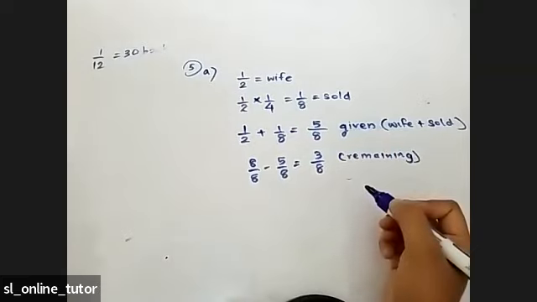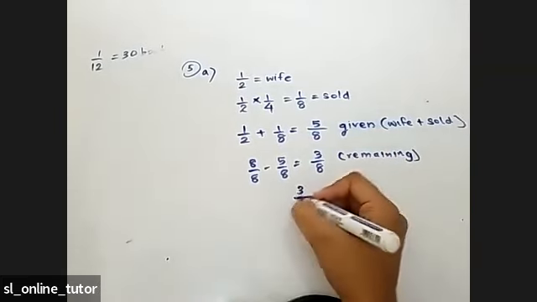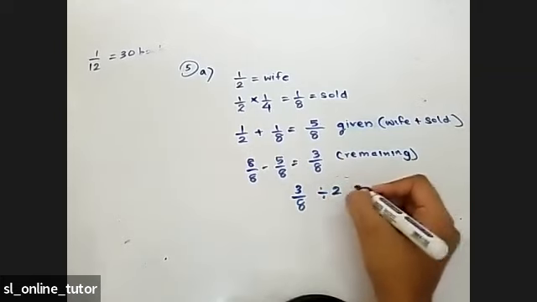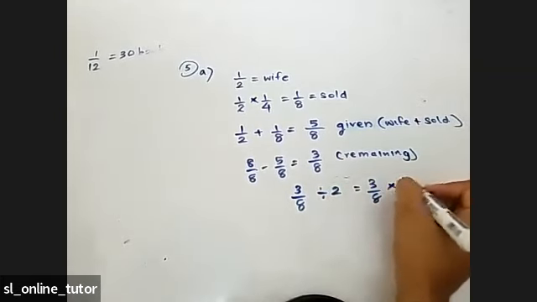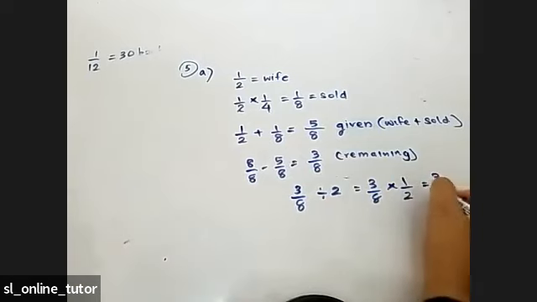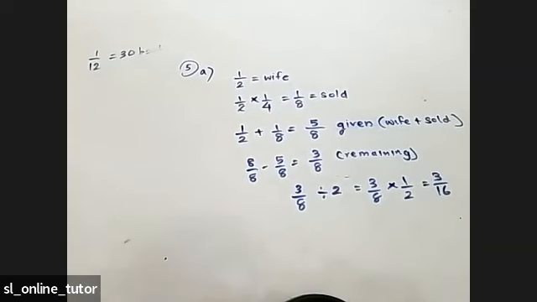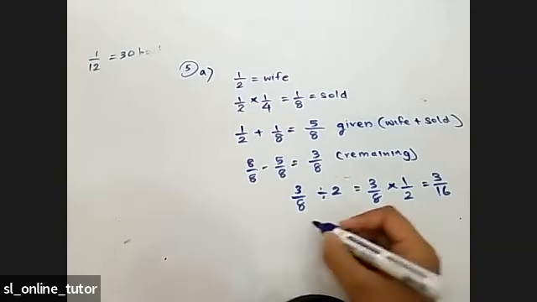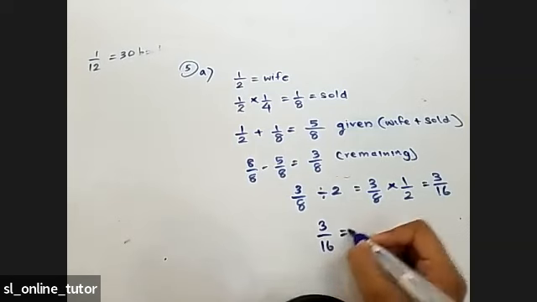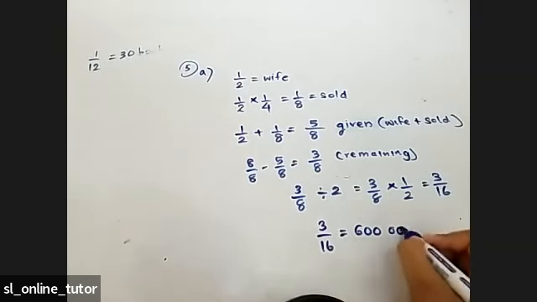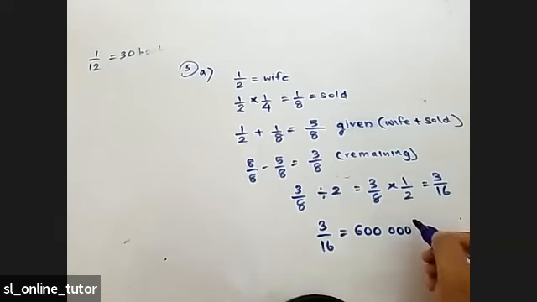So remaining land was divided between son and the daughter equally. This 3 upon 8 was divided between 2 people. Division means you have to put the reciprocal. So you are getting 3 upon 16. Daughter got rupees 600,000 worth land. Equally means 3 upon 8 should be divided for two people equally. So one part is 3 by 16. So daughter is getting how much? 600,000. Find the value of the total land.